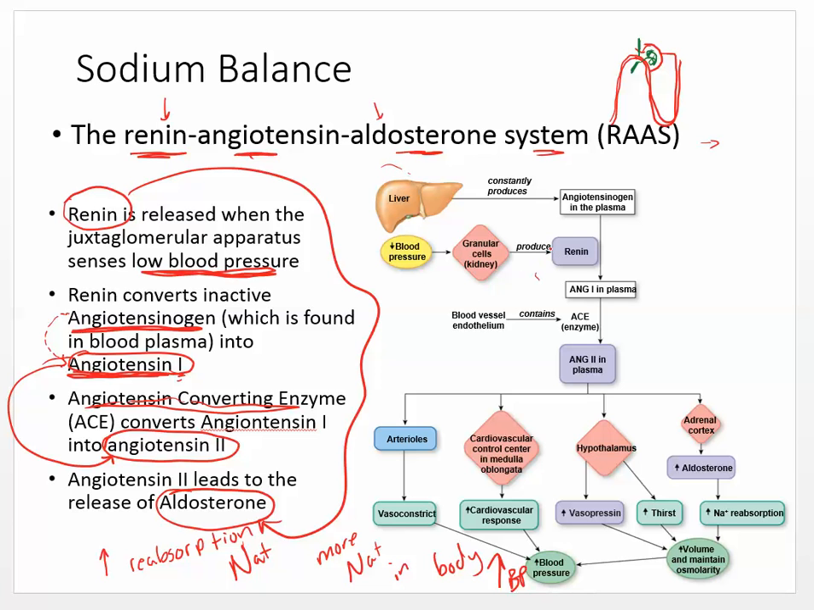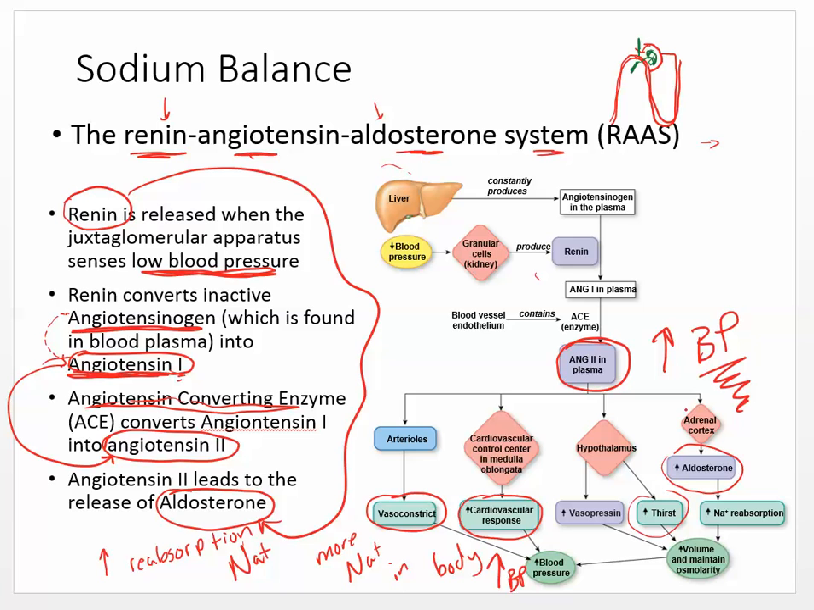So some other things that angiotensin 2 does: it also causes the release of vasopressin. It increases thirst. Yes, and aldosterone from the adrenal cortex. It causes a higher cardiovascular response, so it causes the heart to beat faster. It causes vasoconstriction. It's one of the strongest vasoconstrictors. So angiotensin 2 does everything it can to increase blood pressure.